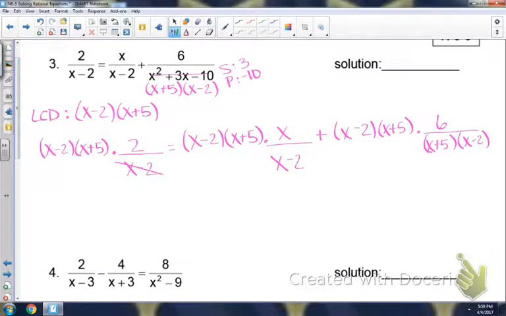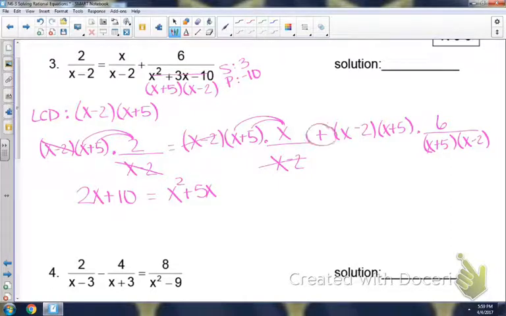So notice x minus 2 cancels. I need to distribute the 2, so that's 2x plus 10. Bring down your equal sign. X minus 2's cancel. I need to distribute the x, so that's x squared plus 5x. Bring your plus sign down. Both of them cancel here, so we're left with 6.